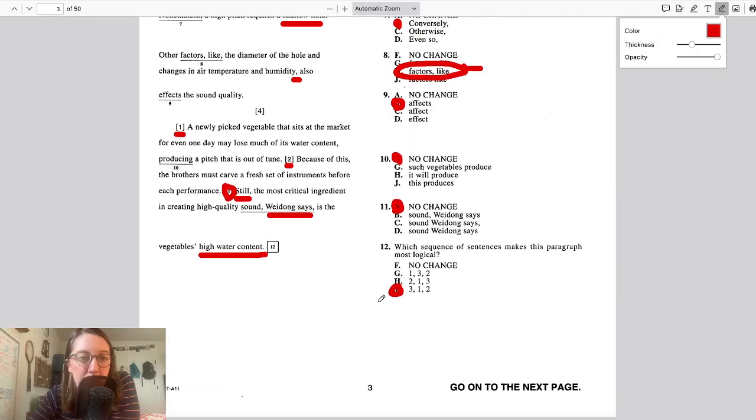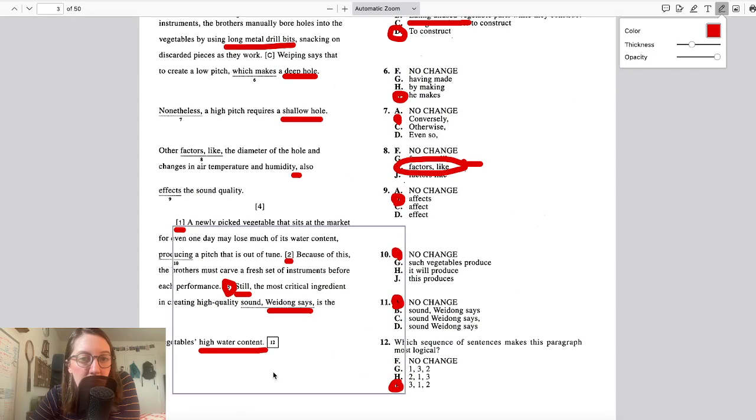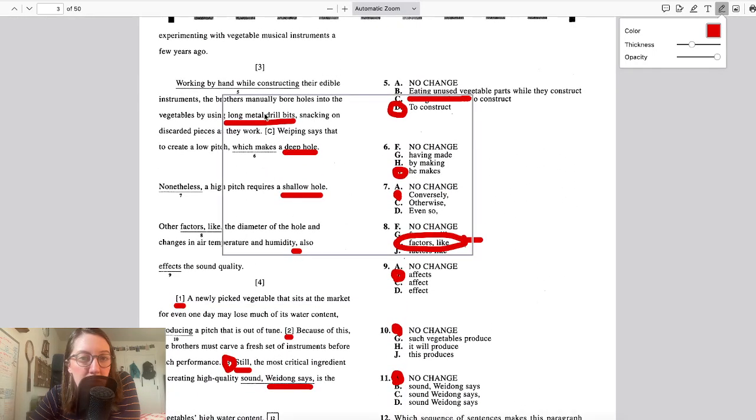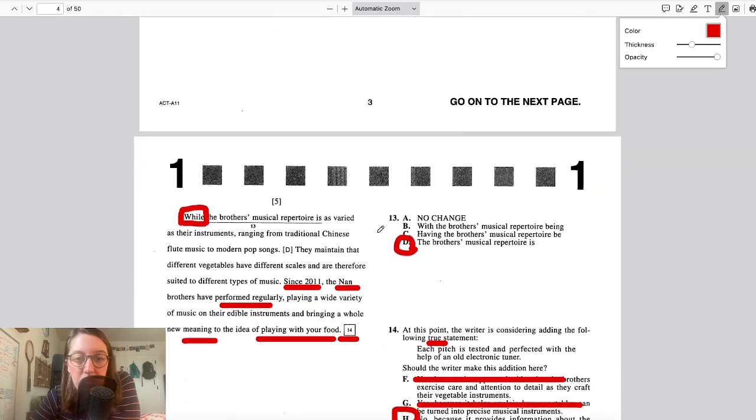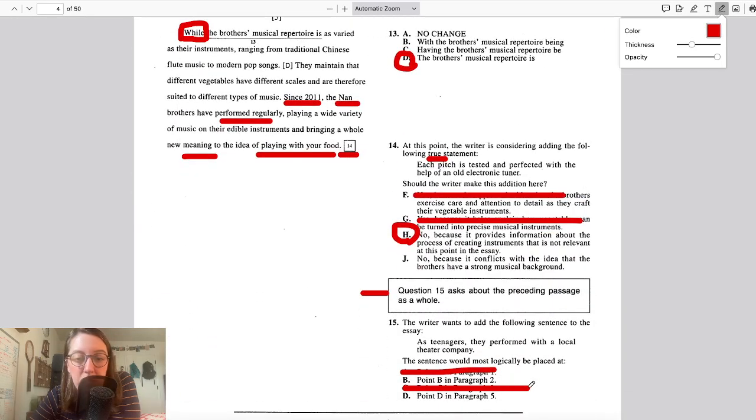Point C in paragraph 3. Here we go. So here's how they make it. They use long metal drill bits, stacking out discarded pieces as they work. Wei Ping says that to create a low pitch. No. Okay, so that again, it just interrupts the point.